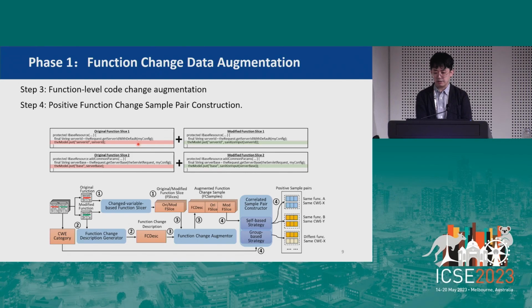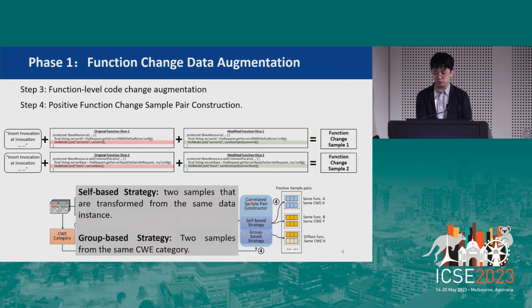Then in step three, we augment a function change by combining the description, one slice from the original function, and one slice from the modified function, and we consider such a combination as a function change sample. Then in step four, we further construct the sample pairs for contrastive learning. A sample pair contains two samples which are similar either in functionality or semantically.